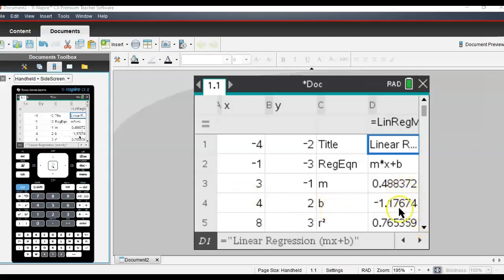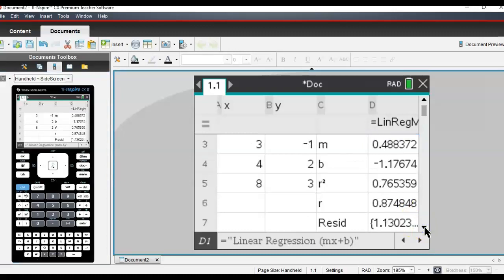If you continue scrolling down this, there's an r squared number, and there's an r number, and there's a residual number, and we're just going to look at this r value for a moment here. Something that I'd like to bring up: this says that for this particular regression, it has an r value of 0.8748. What does this mean? Ladies and gentlemen, this number is positive, therefore this is a positive regression.